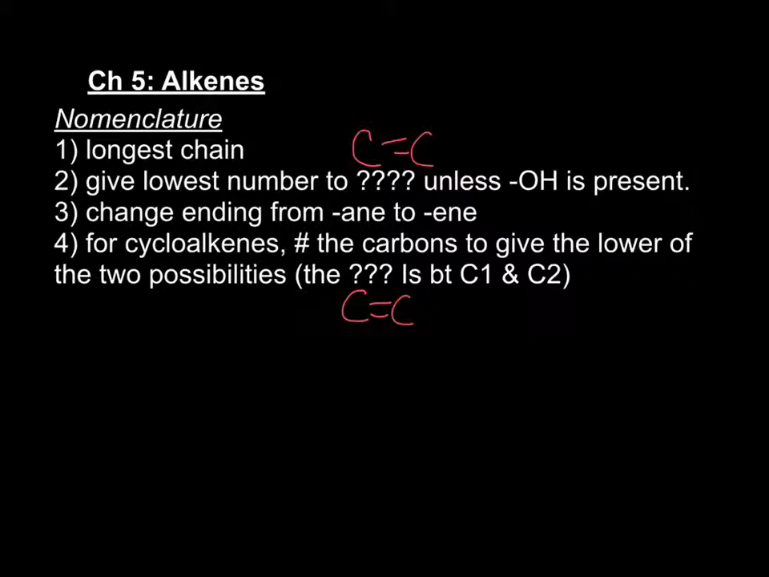And then I'll give an example of what I mean by number 4. But for a cycloalkene, since it's a circle, it can go either clockwise or counterclockwise. So you want to make sure that you give the lower number of the 2 possibilities for the locants. And the double bond is always between carbons 1 and 2, unless there's an oxygen present. Because then the alcohol or aldehyde or carboxylic acid or amide or ester would get top priority. We'll give some examples of that in just a moment.